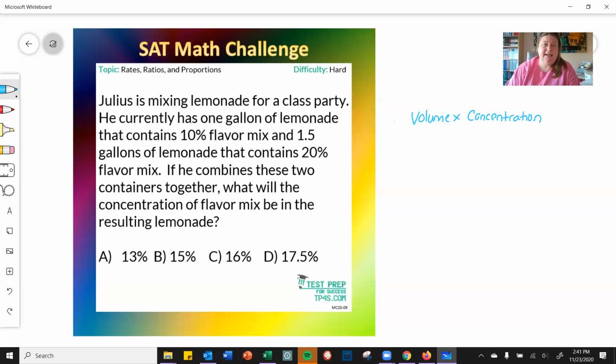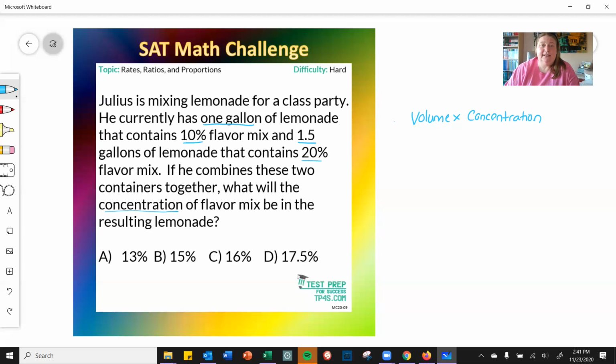And we're just going to keep following this model for the three terms in our equation. The first term is going to have to do with the 1 gallon at 10%. The second term, I'm going to be adding the 1.5 gallons at 20%. Then we'll have our equal sign, and the third term is going to be the total. The total is going to be the 1 plus the 1.5. That's going to be a 2.5. And the question is, what is that concentration going to be? So the total will be multiplied by an X, and that X value will represent our final concentration.